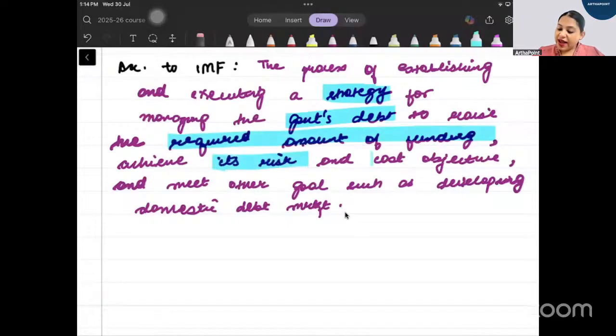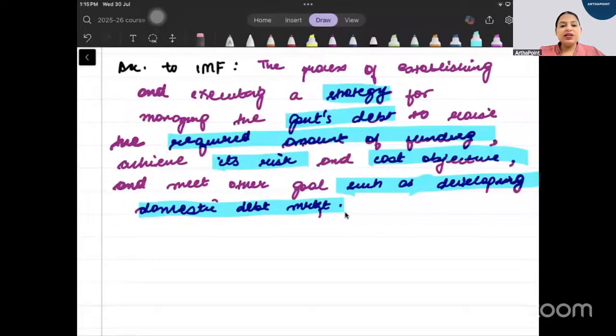Achieve its risk and cost objective, but with minimum cost. It should be able to raise the funds, but with minimum cost, and meet other goals such as developing domestic debt market. That is what is public debt management, right?